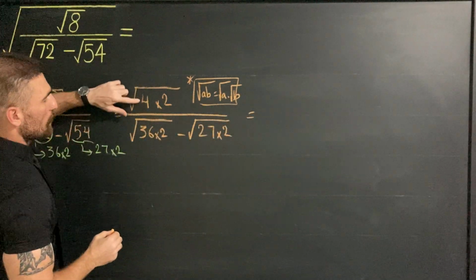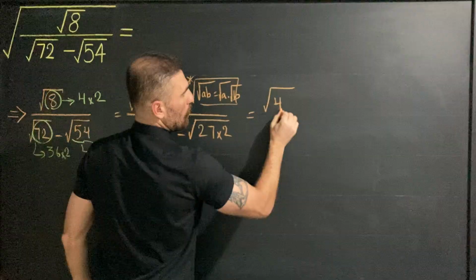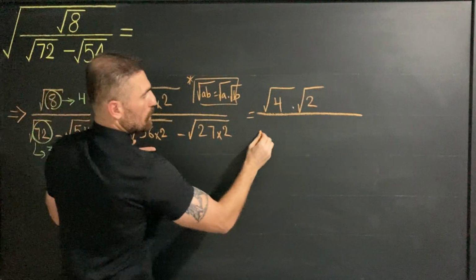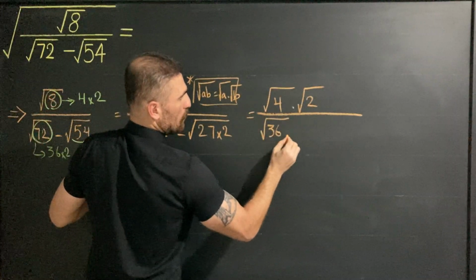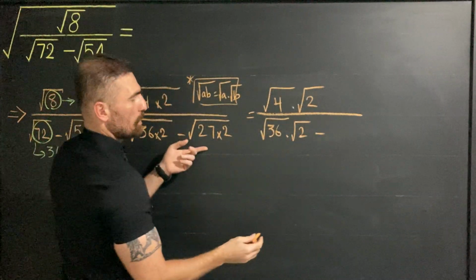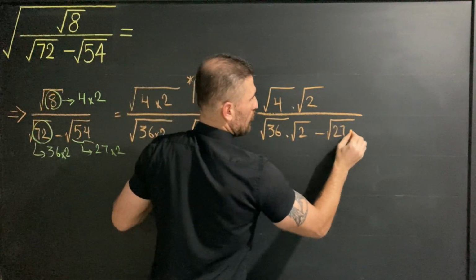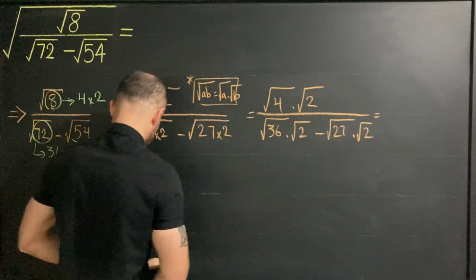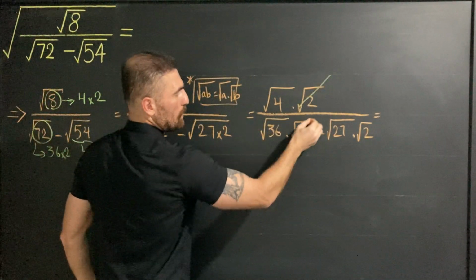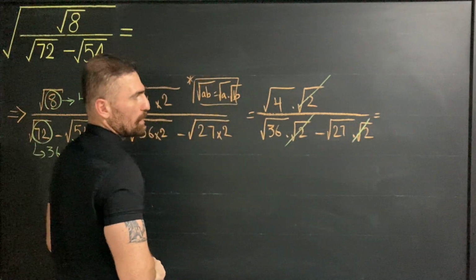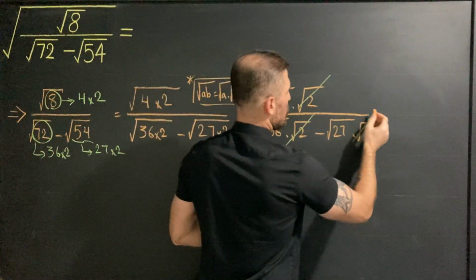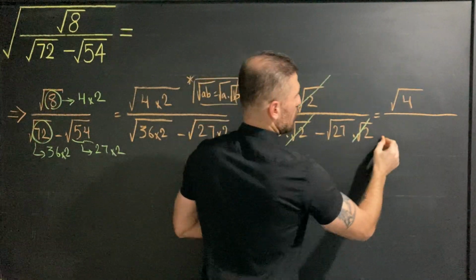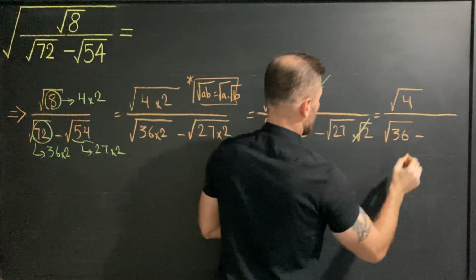Our expression is going to be second root of 4 times second root of 2 over second root of 36 times second root of 2 minus second root of 27 times second root of 2. Next step, this second root of 2 on top, let me use this with this second root of 2 on the bottom, and this one can be cancelled off. So our expression is going to be second root of 4 over second root of 36 minus second root of 27.